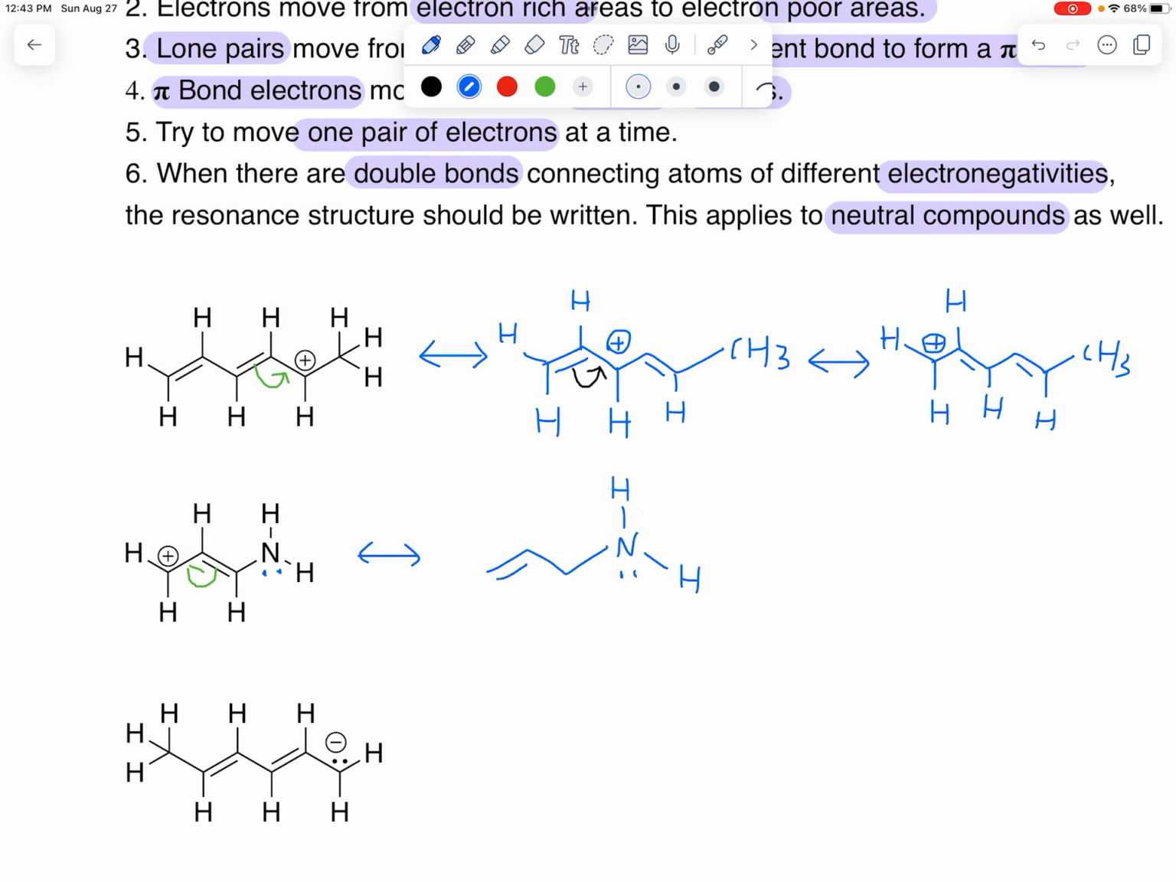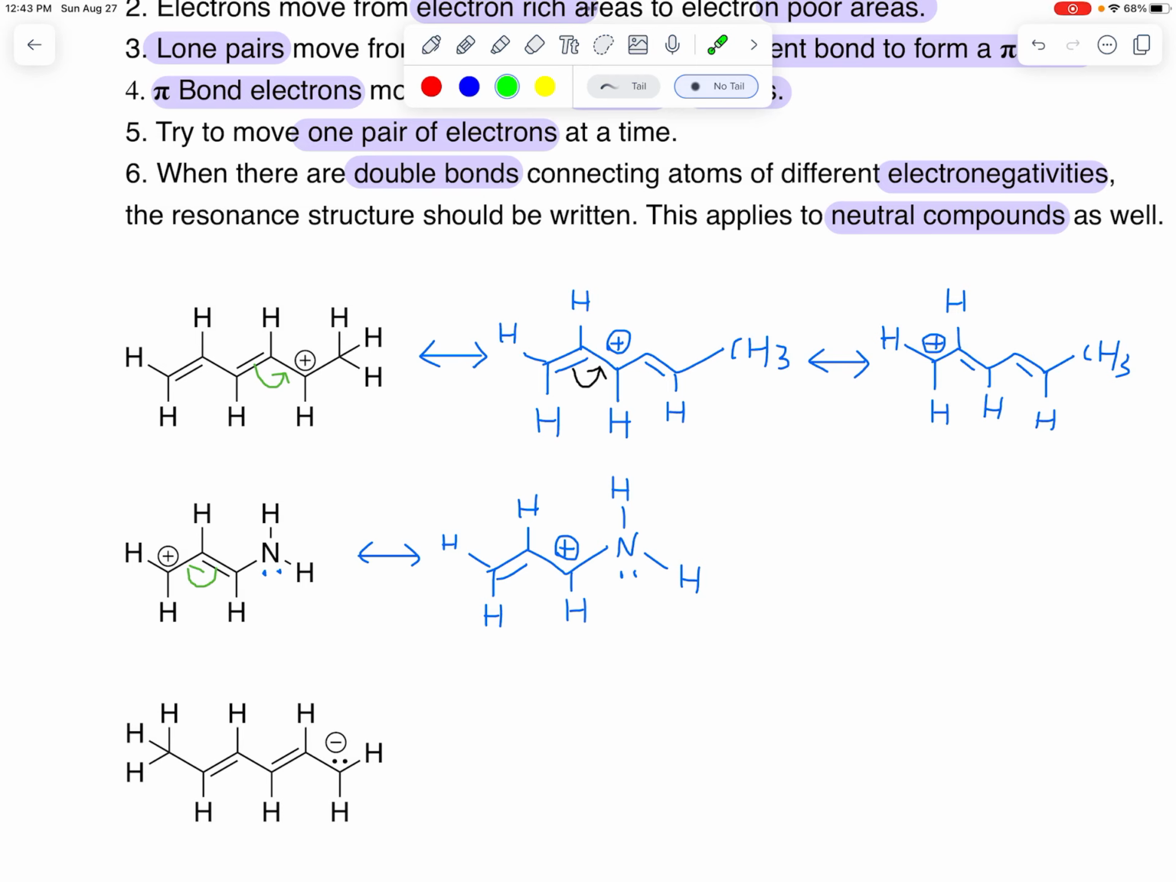This is a new pi bond that's generated on that carbon. There are 2 hydrogens bonded to it. Now the hydrogen is no longer positively charged, and what's become positively charged is this carbon. It loses its pi electron, so it becomes electron deficient.